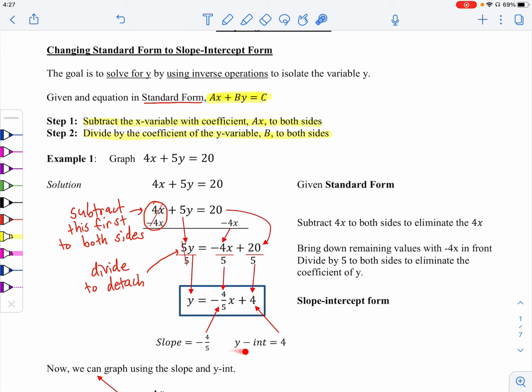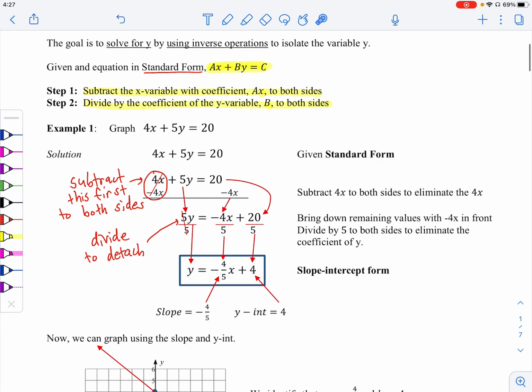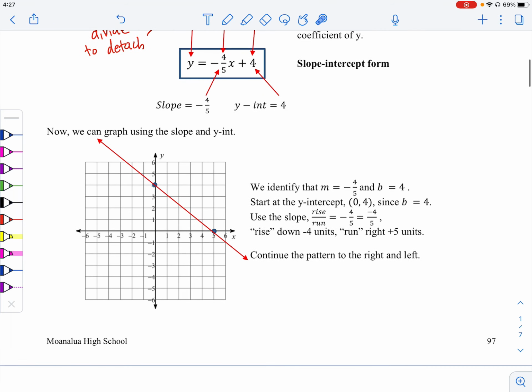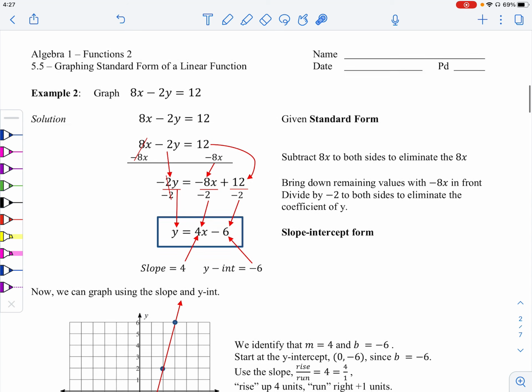Then we simplify it, we get our slope-intercept form, it gives us our slope and our y-intercept. And then we use that to graph. So y-intercept, we start at 4, use our slope, down 4, right 5. 1, 2, 3, 4, 1, 2, 3, 4, 5. And then we got that, and that's our slope, and that's our graph. Perfect. Okay, that's all there is.